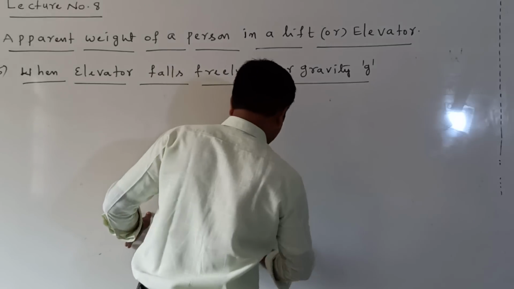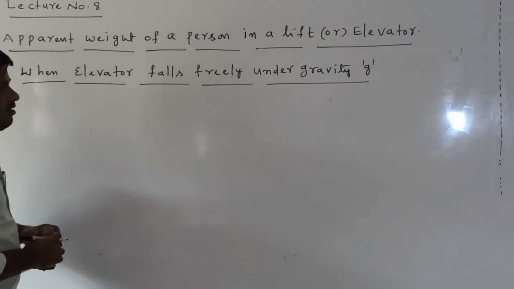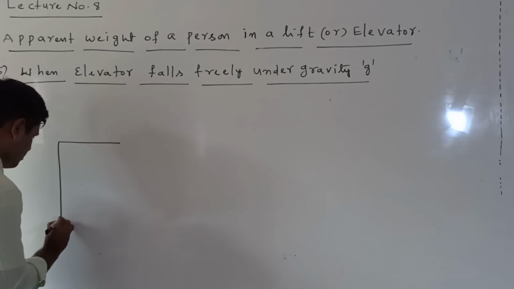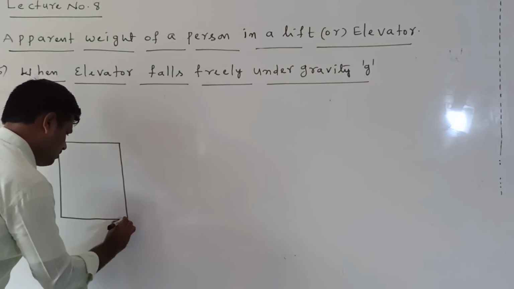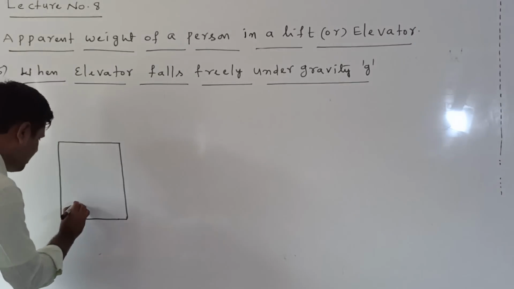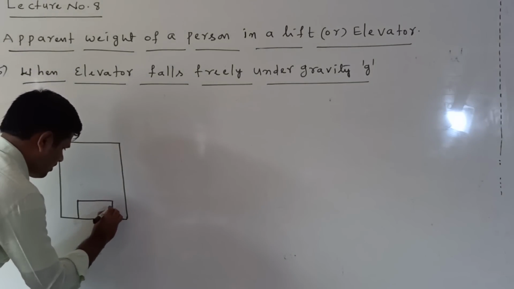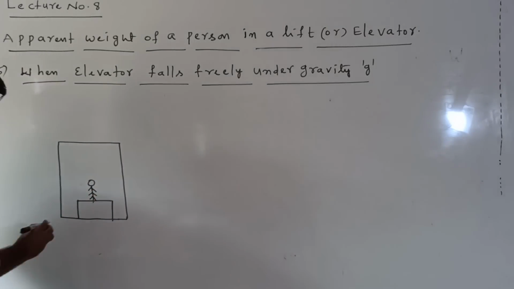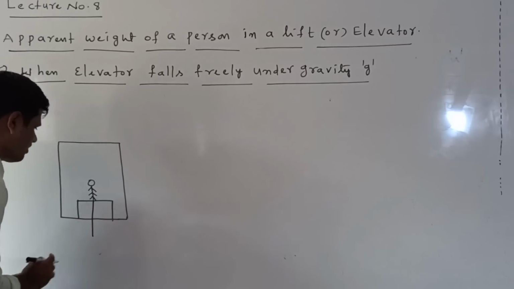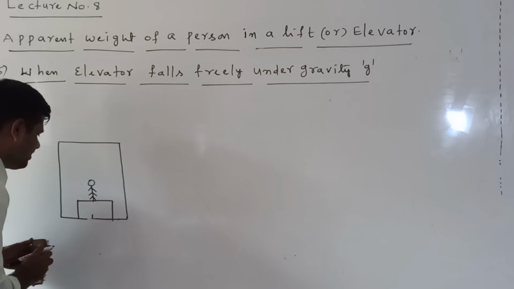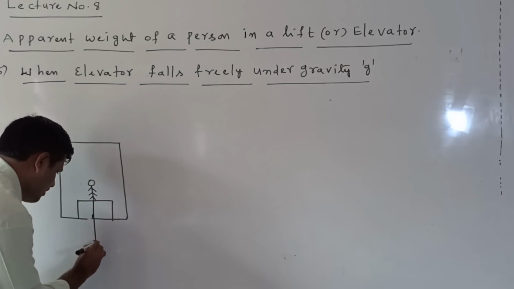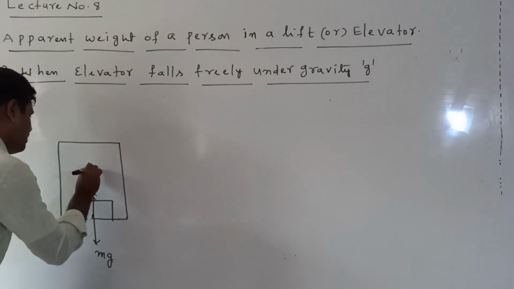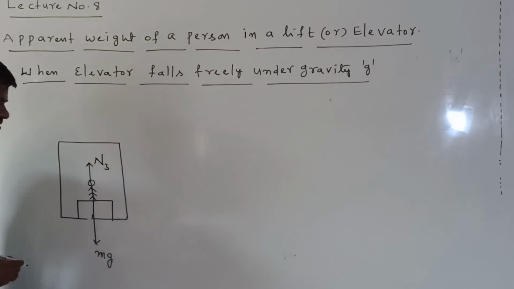Now listen carefully. This is an elevator. Inside the elevator a weighing machine is there, and on this weighing machine the person is standing. The weight is acting in the downward direction on this person. Now the normal reaction is acting in the upward direction, which I am considering as N3.